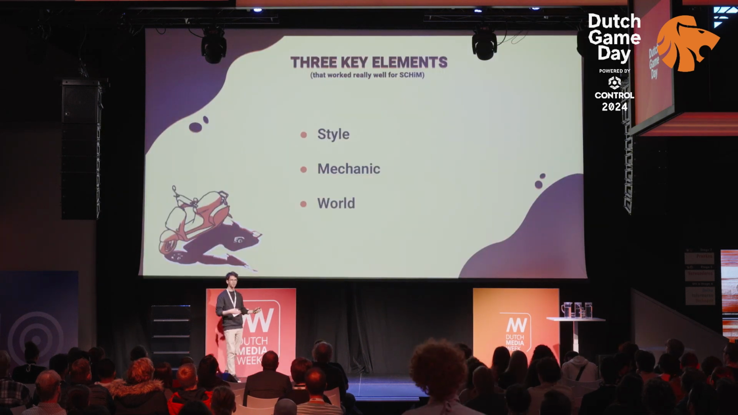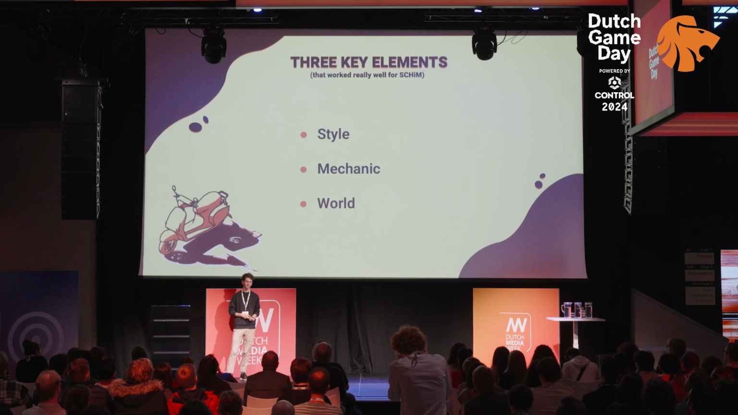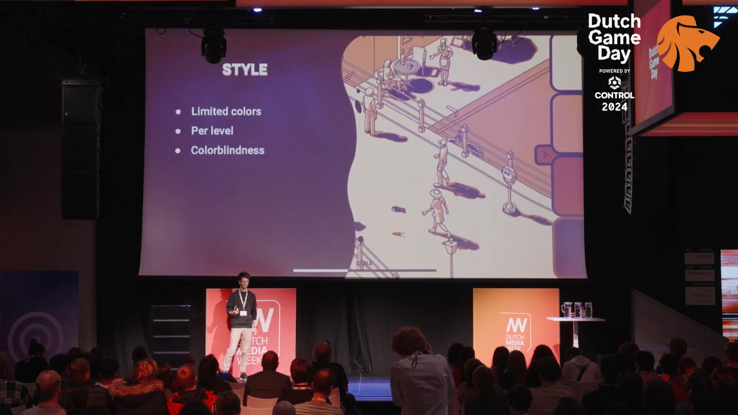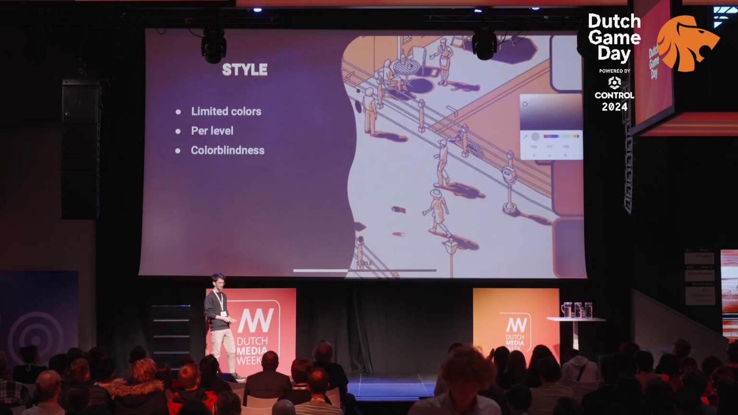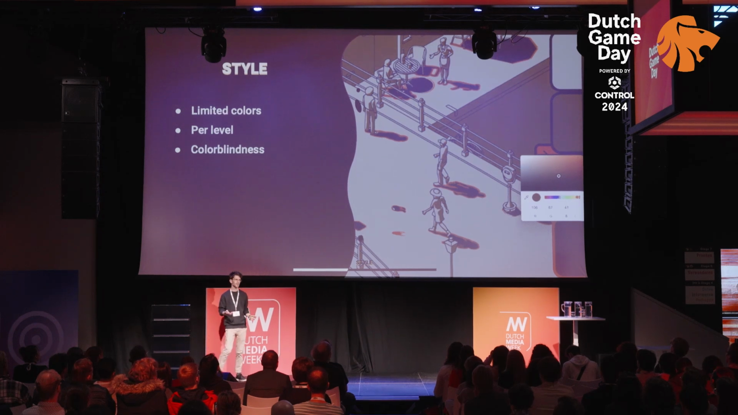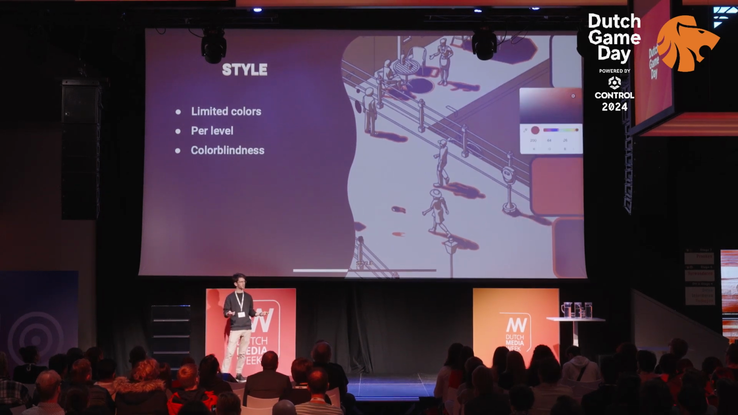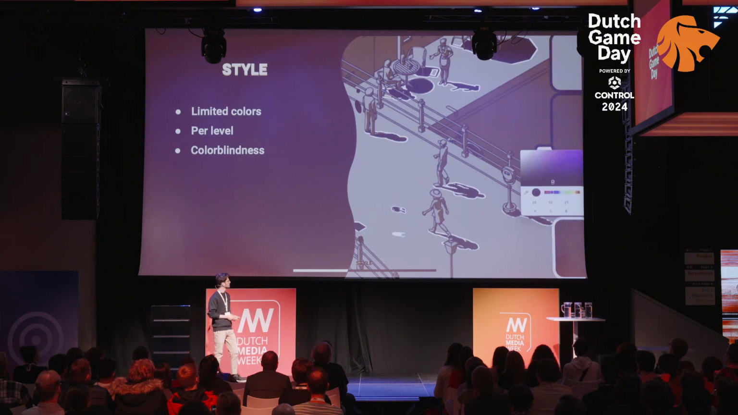And today I want to talk about 3 key elements that really worked well for SCHiM. First being the style, second the mechanic, and third the world. So first of all, the style. For the style of SCHiM, I chose a 4-color color palette. Each level of the game has its own color palette that reflects the mood, the time of day, or the setting of that specific level.